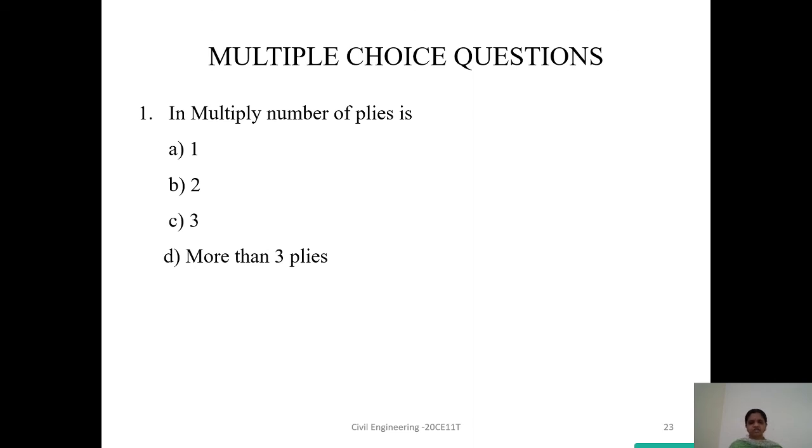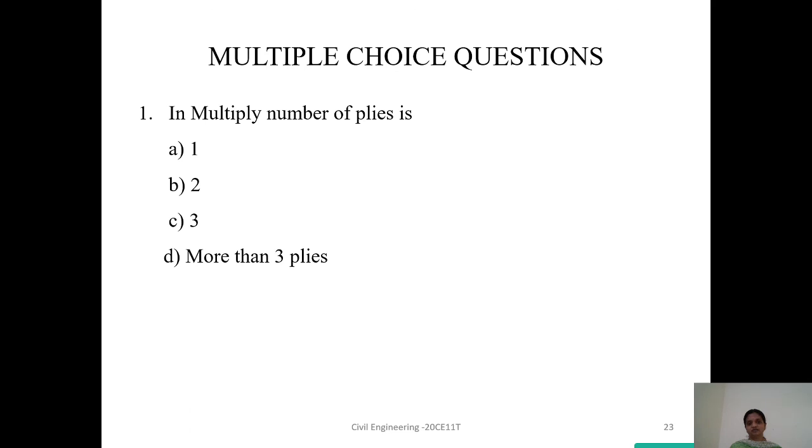So in this session, we studied about the industrial timbers, namely the particle board, veneers and plywood. Now we shall see the multiple choice questions.